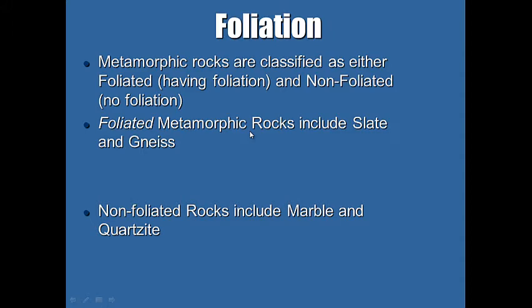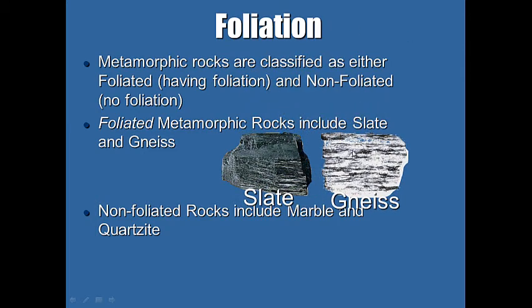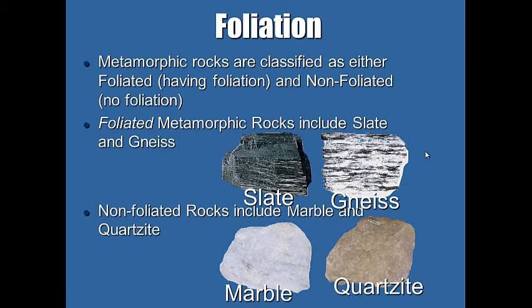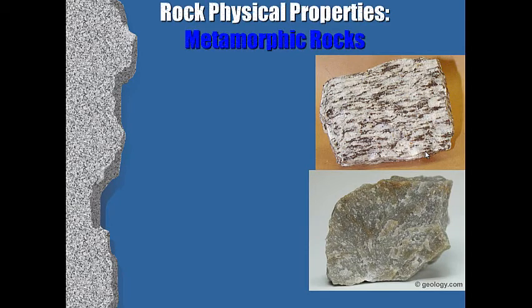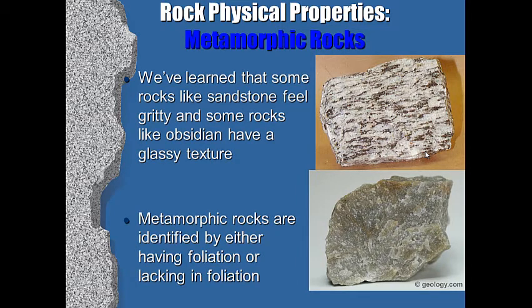Metamorphic rocks are classified as either having foliation, we say they are foliated, or non-foliated, having no foliation. Foliated metamorphic rocks include slate here. It's smushed and flattened. It looks kind of like layers, but it's not. They're just smashed together minerals. So slate and gneiss have foliation. They have smashed together minerals that have been flattened and aligned. Non-foliated rocks are like marble and quartzite here. There's no foliation. In other words, they're not smushed. They've just been kind of heated. All right. So we classify metamorphic rocks as either having foliation or non-foliation.